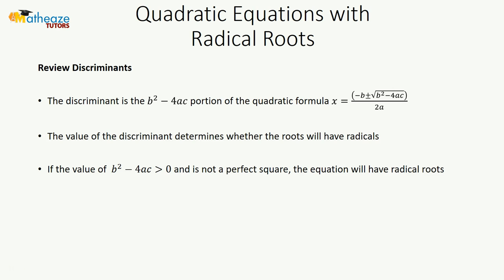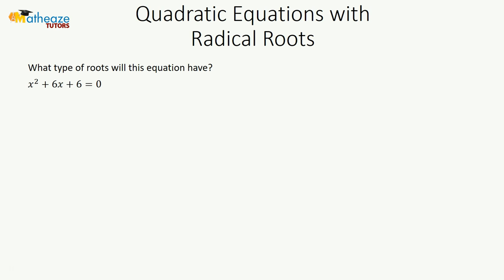Now we're going to use the discriminant, which is the b squared minus 4ac portion of the quadratic formula. How do we know if this quadratic equation is going to have a radical root? We apply the discriminant, b squared minus 4ac. It has to be greater than 0, and the value of b squared minus 4ac must not be a perfect square. If it's a perfect square, it's not a radical root. Now, we're going to see how to put this into practice.